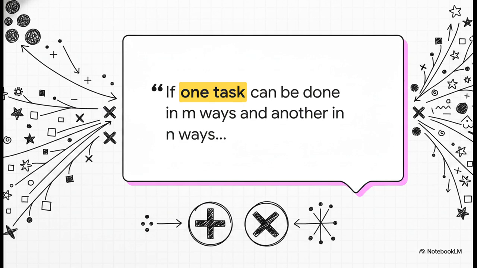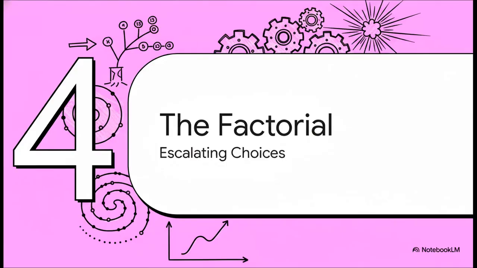Notice how both rules start with the exact same phrasing. If one task can be done in m ways and another in n ways. The absolutely crucial takeaway here is that these exact same starting conditions dynamically scale into drastically different totals just by tweaking a single mathematical operator. Changing a simple plus sign to a times sign represents a fundamental shift in how reality branches out in front of us.